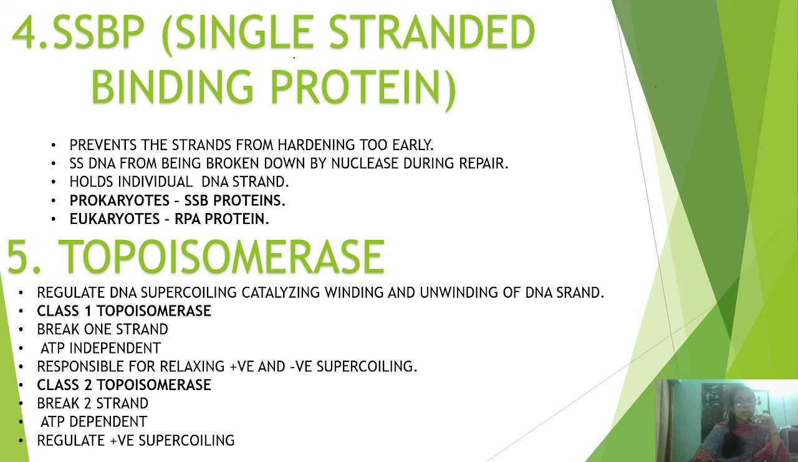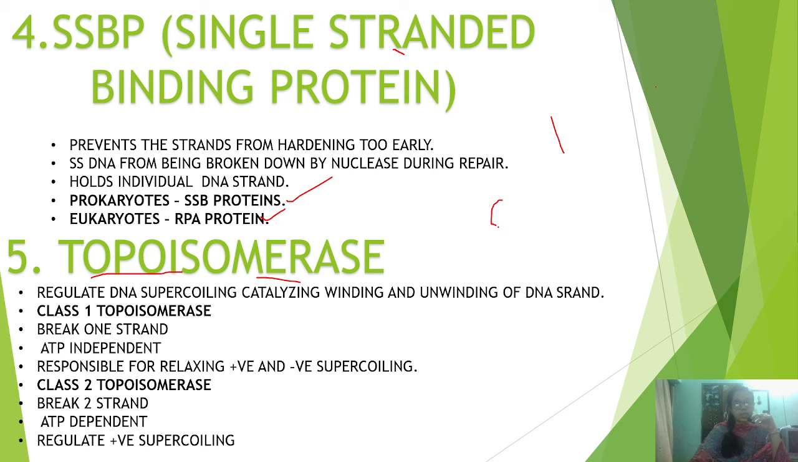In prokaryotes, it is known as the SSB protein, and in eukaryotes it is known as the RPA protein. Okay. Next, coming to the main enzyme, that is topoisomerase. What does topoisomerase do? It mainly regulates the winding and the unwinding of the DNA strand.